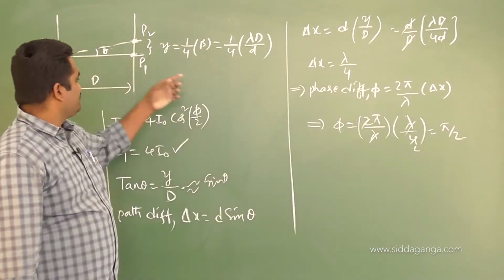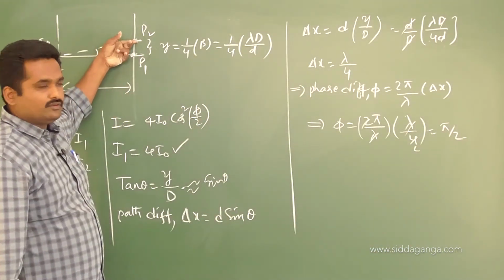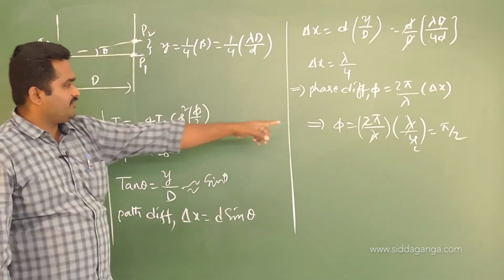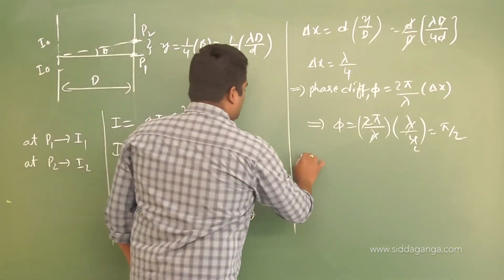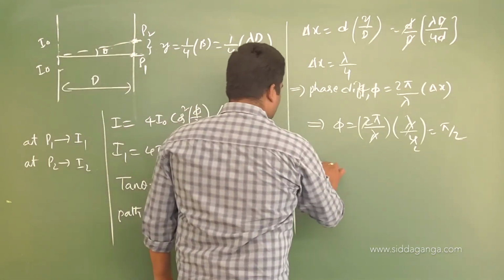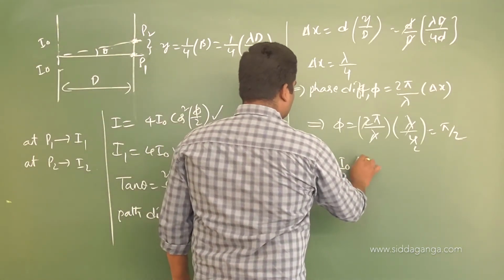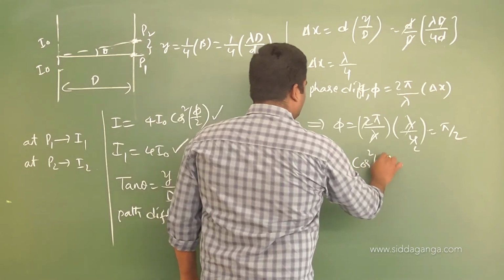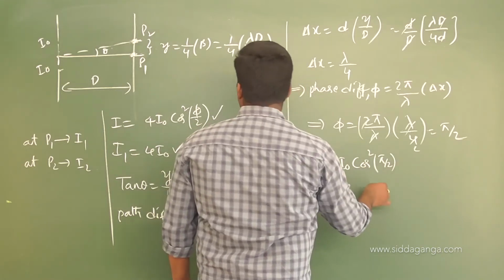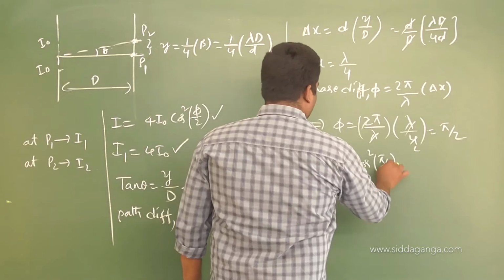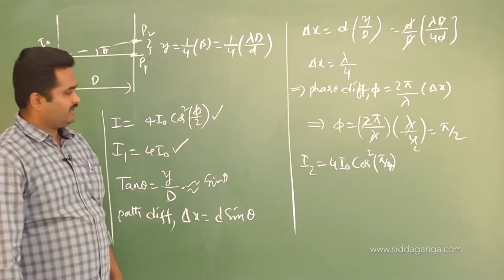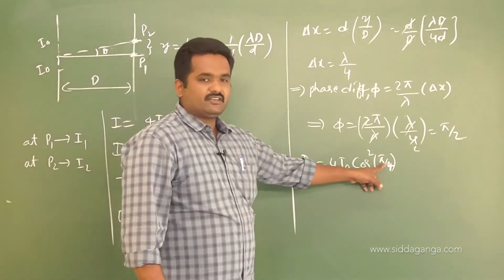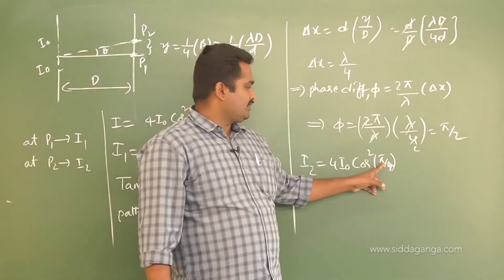Any wave coming to this point P2 from these two will have a phase difference of how much? Pi by 2. Then substitute into this formula. Then I dash or I2 will be equal to 4 I0 into cos square of pi by 2 divided by 2. That means pi by 4. Phi is pi by 2, that's why pi by 4 it will become. Cos 45 is 1 by root 2, whole square means 1 by 2.